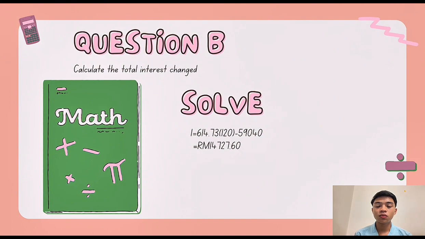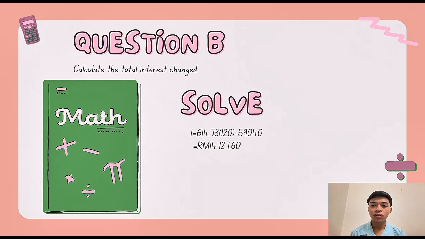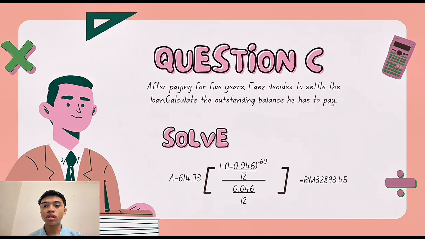For question B, we have to calculate the total interest charged. So we have to solve the question with the formula I equals R multiplied by n minus A. So I equals 640.73 multiplied by 120 minus 59,040. I equals 4,127.60. So the total interest charged is 4,127.60. Let's move to question C.